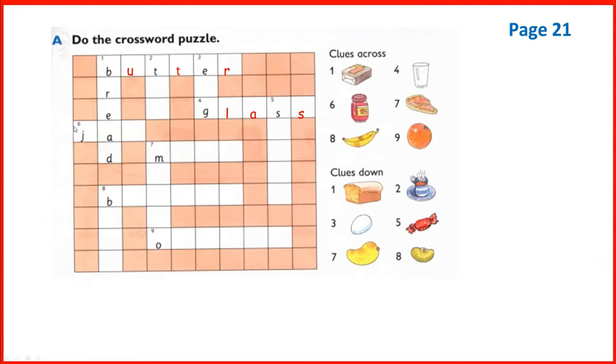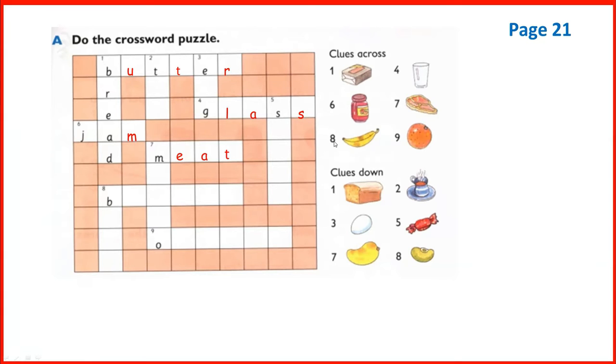Then what comes? Number 6. Oh, this is 6. And what's this? It is jam, a bottle of jam. Okay, J-A-M, jam. Now number 7. Yes, what's this? Yes, it is meat. Okay, we eat meat. And number 7, M-E-A-T. Now read this word, meat.